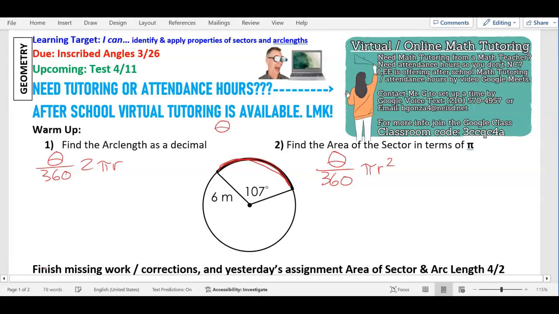Who can tell me what's the theta, the central angle? 107 degrees. What's the radius from the center to the edge? 6. Okay. Can you plug those two numbers into the expression here? Now notice this says as a decimal. Decimal means plug everything in the calculator. So I'm going to replace theta with 107 over 360, 2 pi, and instead of r, I'm going to put 6.